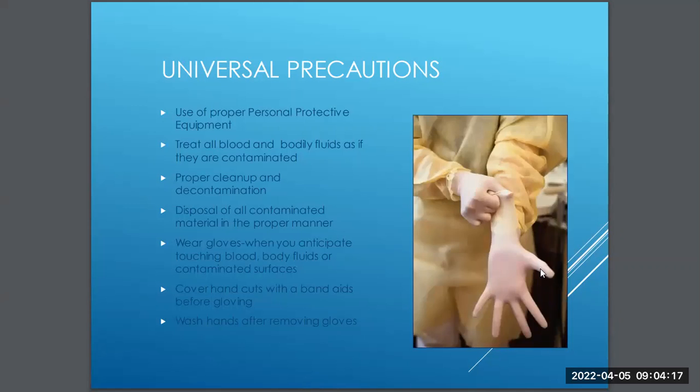Universal precautions: use of proper personal protective equipment, treat all blood and bodily fluids as if they are contaminated, proper cleanup and decontamination, disposal of all contaminated materials in the proper manner. Wear gloves when you anticipate touching blood, body fluids, or contaminated surfaces. Cover hand cuts with band-aids before gloving. Wash hands after removing gloves.